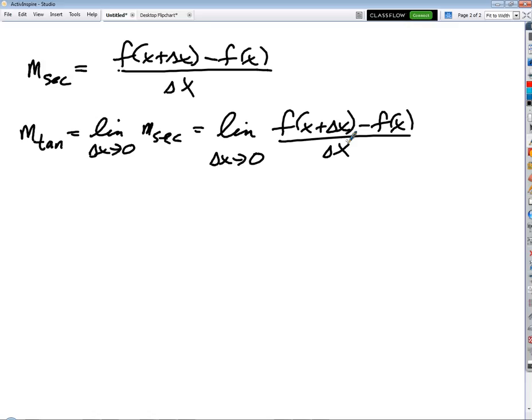Yes, ma'am? We're going to use that a lot. You're going to use that a lot, yes. This is, by the way, what we are going to come to call a derivative, which is one of the loaded words in calculus.